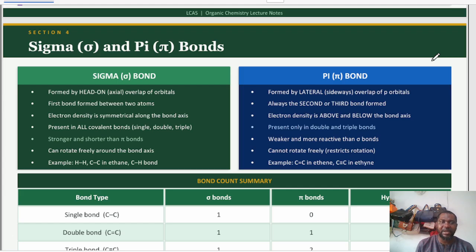So that leads us to the next: we talk about sigma and pi bonds. I already mentioned that, but from the previous page, I showed you that sigma bonds are formed by hybridized orbitals, while pi bonds are formed by unhybridized orbitals. Whenever you see only single bonds, all those single bonds are sigma bonds. A double bond has one sigma bond and one pi bond. A triple bond has one sigma bond and two pi bonds.